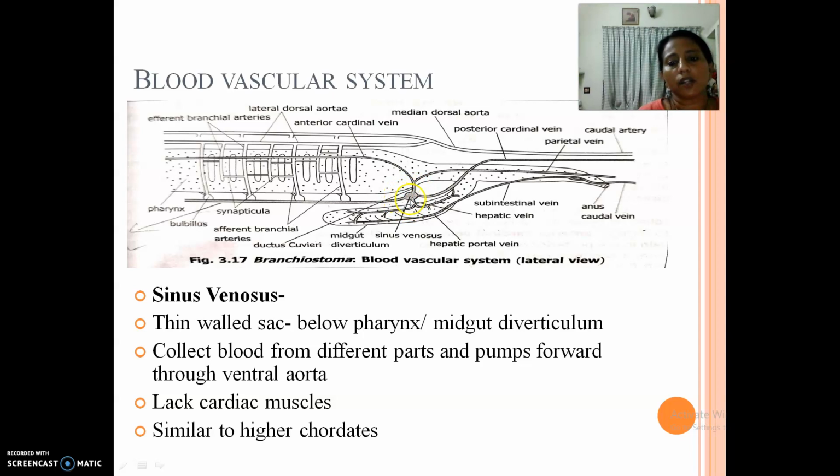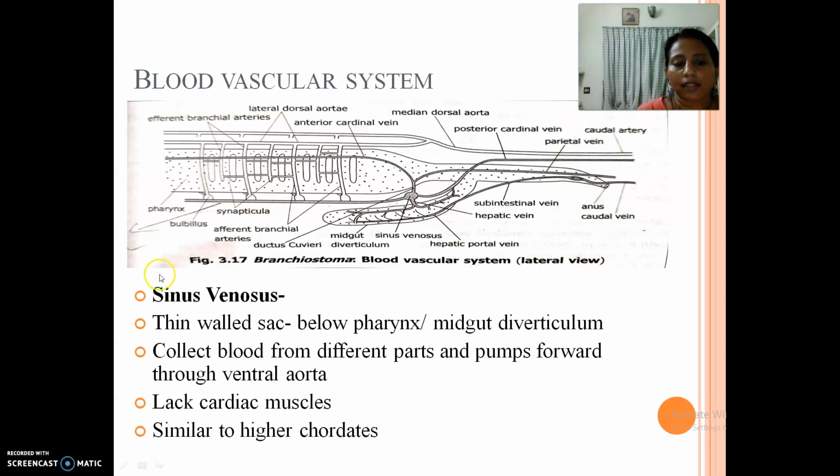And the main function of the sinus venosus is it collects blood from different parts of the amphioxus body and pumps it forward. That's why it is called sinus venosus, like the sinus venosus we can see in lower vertebrates like the frog. So it collects blood from different parts of the body and gives the blood to the heart.